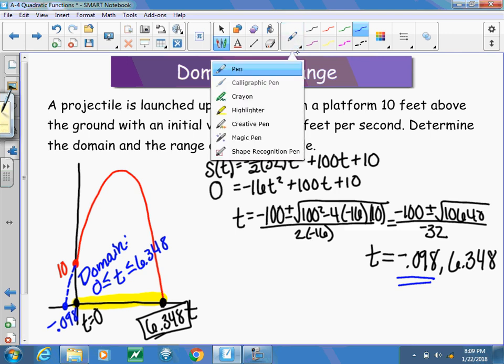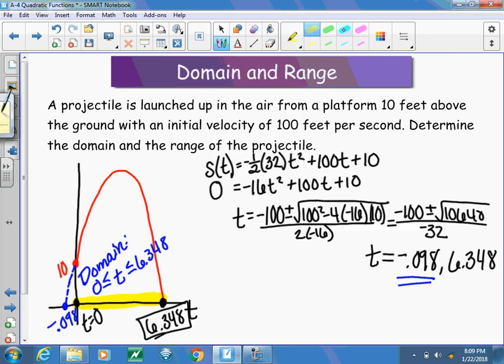All right, so we found the domain. Now we need to take a look at what the range of this problem is. Range is referring to our y-axis here. What values can y possibly be? Well, with this projectile being shot up in the air and it's going to hit the ground, it's not going to penetrate into the ground. And so here we're looking at our range has to be some value that's greater than or equal to 0.